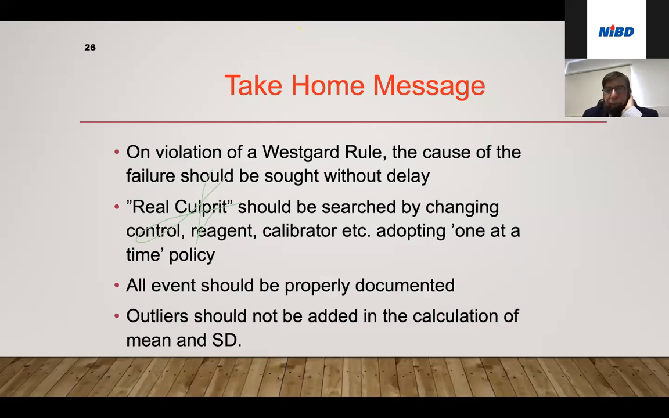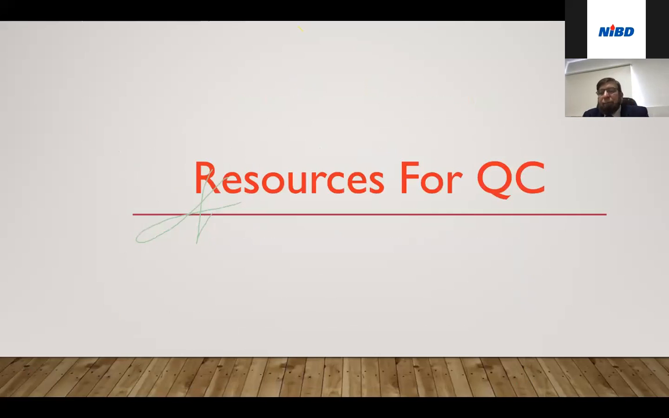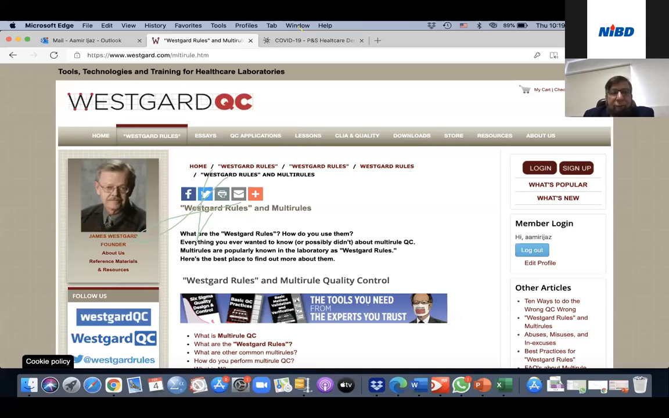Before finishing my talk, there was a promise I made to you that I will tell you about the resources for QC. A very important source is the Westgard website. You can Google it and go through this website, and you will find everything about quality control and the Westgard rules. He is Mr. Westgard, and his son is also part of this team. You can find the Westgard rules there, and it is almost free. Most of the things are free, and you can make your own login and your own password.